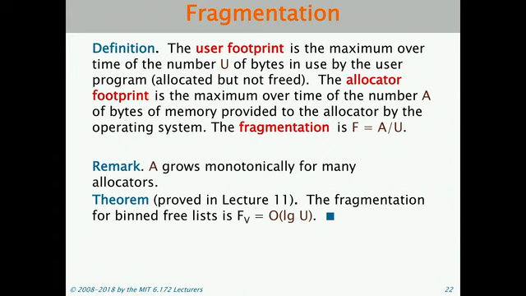Here's a theorem that we proved in last week's lecture, which says that the fragmentation for bin free lists is order log base 2 of u, or just order log u. The reason for this is that you can have log base 2 of u bins, and each bin can basically contain u bytes of storage. So overall, you could have allocated u times log u storage and only be using u of those bytes. Therefore, the fragmentation is order log u.